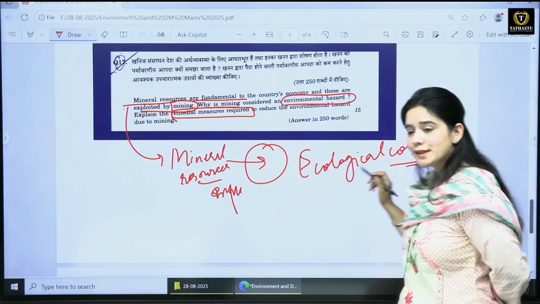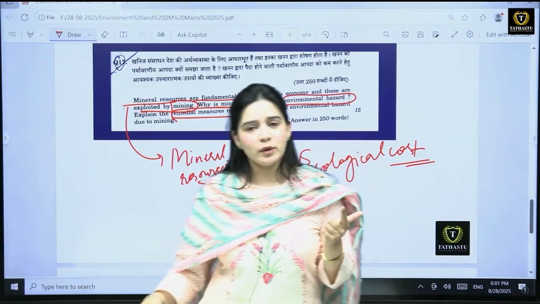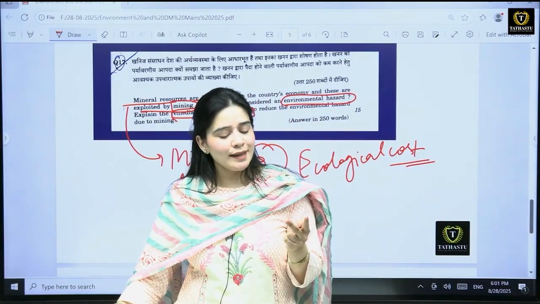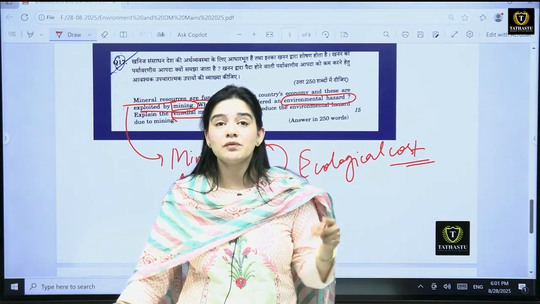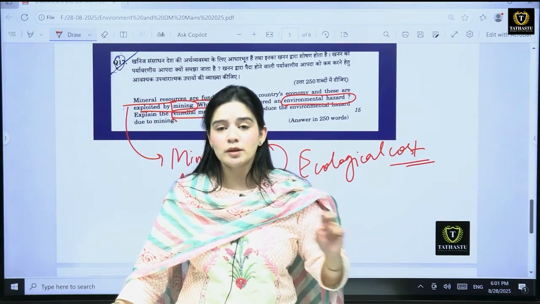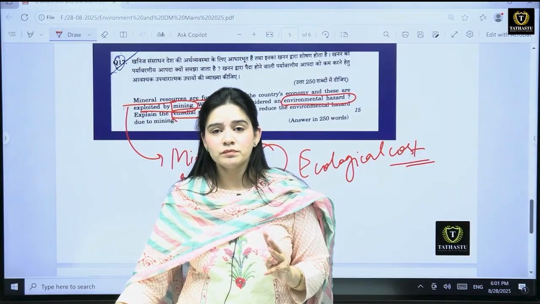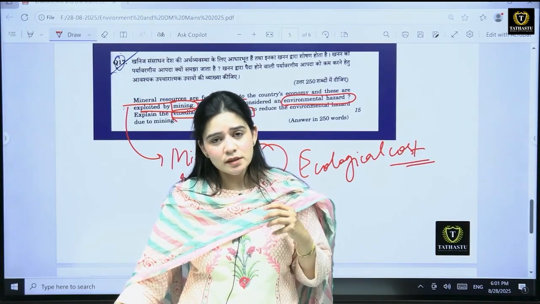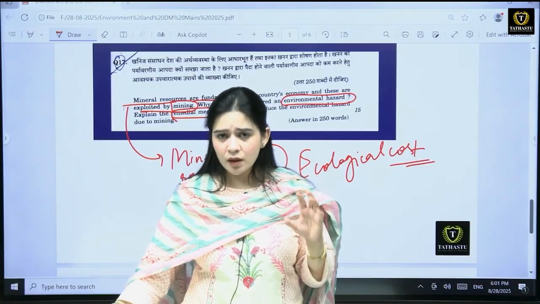Why? Because it will lead to what? It will lead to deforestation. It will lead to overexploitation of the resources. It will lead to displacement of the people, specifically if I talk about tribals or the local people. Then it will lead to groundwater deterioration. Okay, all of these are the major things that will happen when we are exploring the minerals.